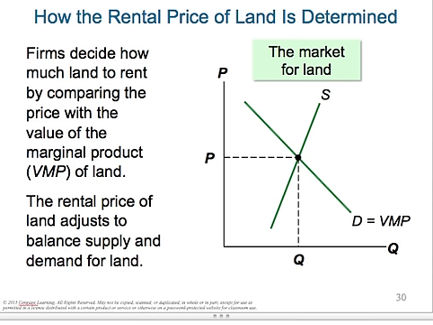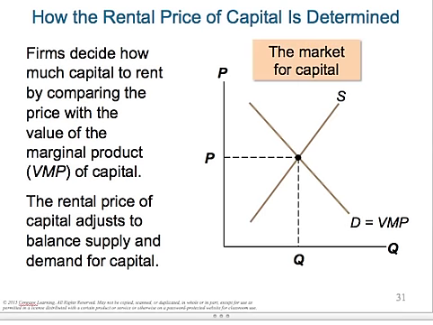Firms decide how much land to rent or purchase. In this example, rent by comparing the price with the value of the marginal product of the land. Okay, the rental price of the land adjusts to balance supply and demand for the land. So there's a market. All right.